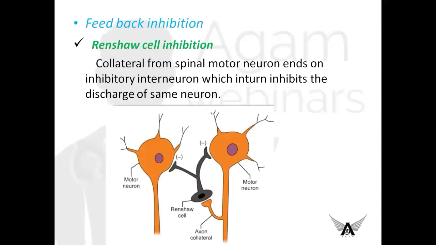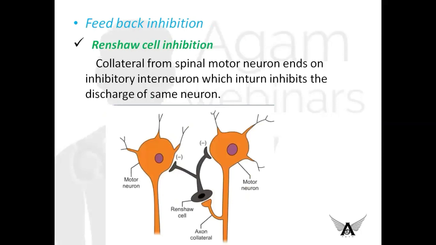Here, see, these two orange color neurons are alpha motor neurons in the spinal cord. This sends a collateral to another neuron called Renshaw cell, which is an inhibitory interneuron. This will in turn inhibit the alpha motor neuron. The collateral from the spinal motor neuron ends on the inhibitory interneuron, which will in turn inhibit the discharge of the same neuron. So it is called feedback inhibition or Renshaw cell inhibition, as the inhibiting neuron's name is Renshaw.